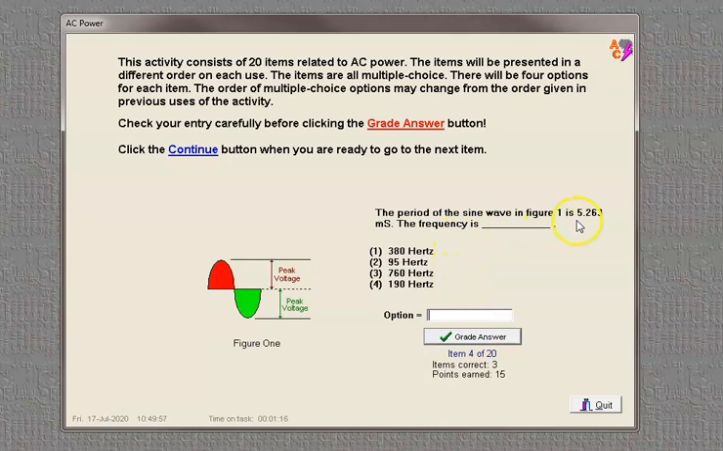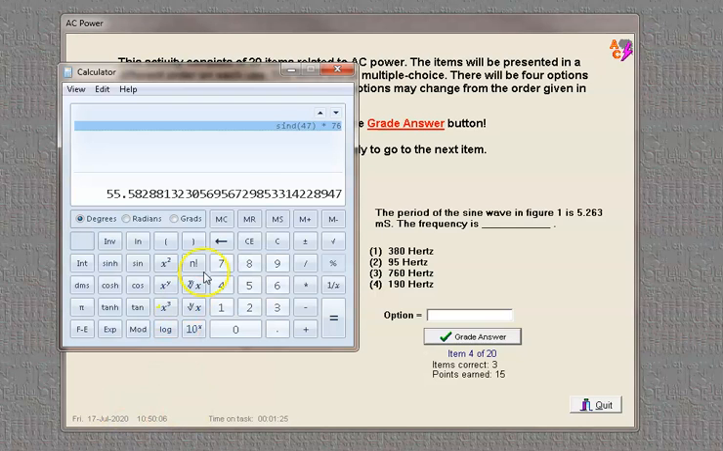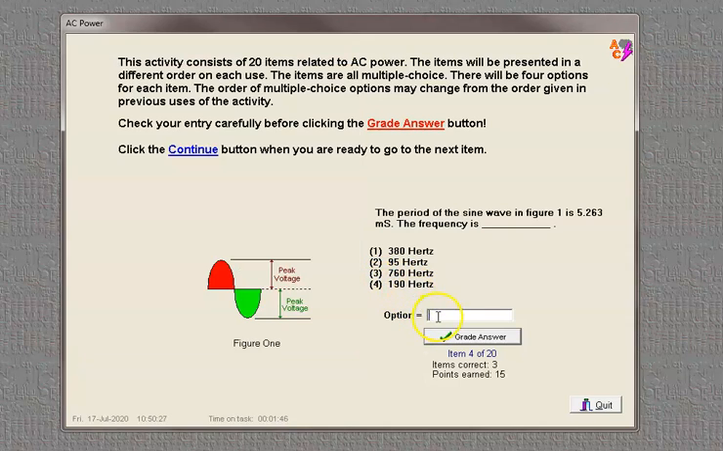Period of the sine wave in figure 1 is 5.263 milliseconds. The frequency then is going to be 1 over that. So let's get our calculator and we'll put in 0.005263, getting the milli out of it, and we'll take 1 over that, and that should give us the frequency. So the frequency, 190.005 hertz. Number 4 is 190 hertz, so we'll pick number 4.